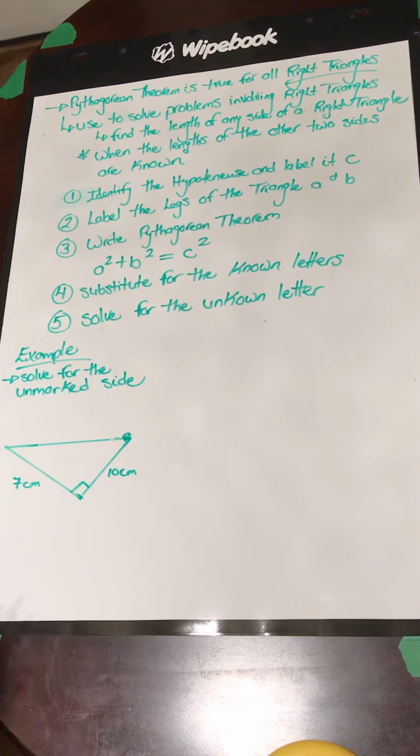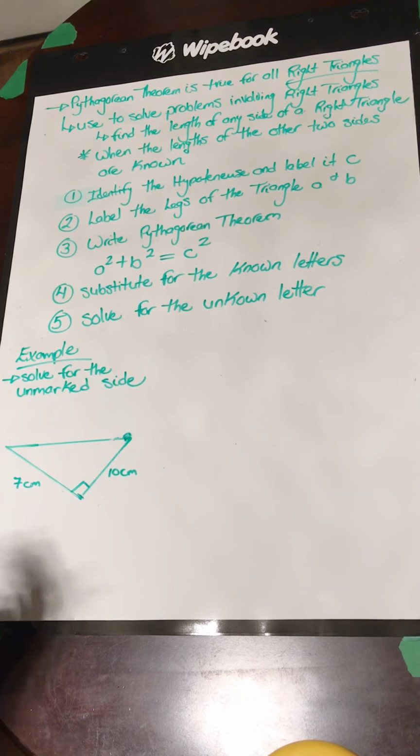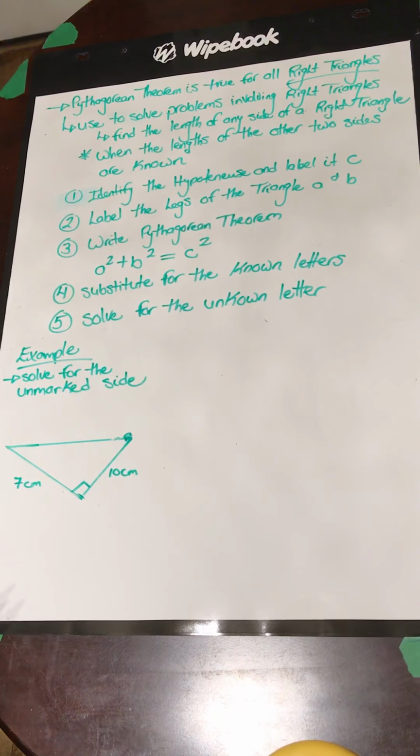So just some steps to find the length of a side of a right triangle. We want to always identify the hypotenuse. Again, the hypotenuse is always opposite the right angle, and label it C. We want to label the legs of the triangle A and B, and it doesn't matter which you label A and which you label B. And we want to write down Pythagorean theorem, and I use it as A squared plus B squared equals C squared. We want to substitute for the known letters, and then we're going to solve for the unknown letter.